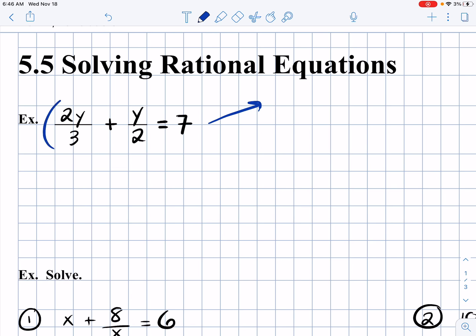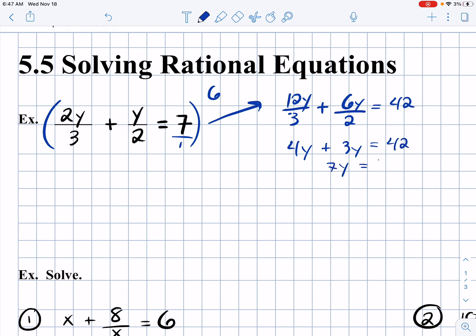And what I've shown you this year is to solve this equation, I would just get rid of your fractions by multiplying the whole equation by the least common multiple, which for 3, 2, and 1 is 6. And when we multiply the whole equation by 6, we get 12y over 3 plus 6y over 2 equals 42. Then we just simplify these fractions. They all become whole numbers. We get 4y plus 3y equals 42, 7y equals 42, and we get y equals 6.